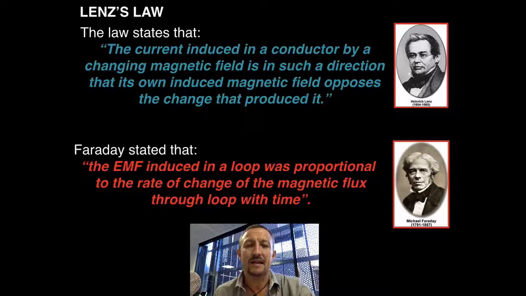Now what Lenz did was put forward a proposal which was accepted, and he stated that the current induced in the conductor by a changing magnetic field is in such a direction that it's going to oppose the induced magnetic field that's been created. So it's going to go in the opposite direction to the rate of change. Okay, so let's explore this in a little bit more detail and try and explain why this occurs.